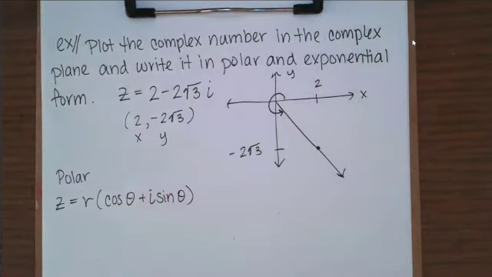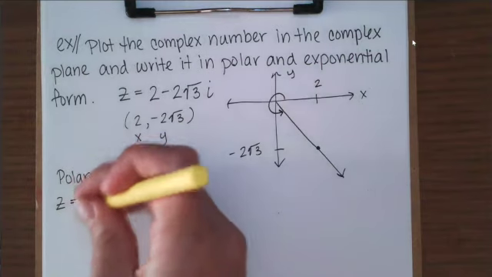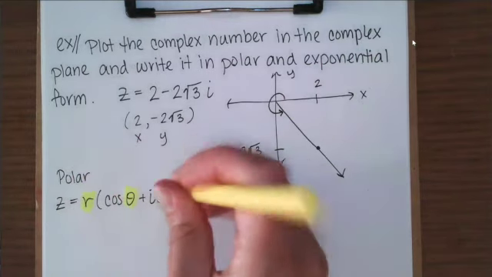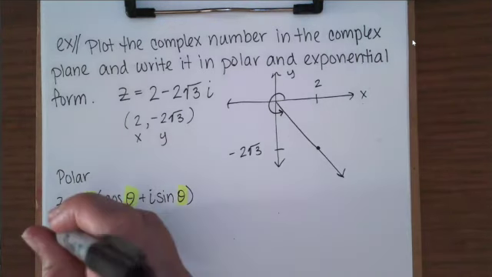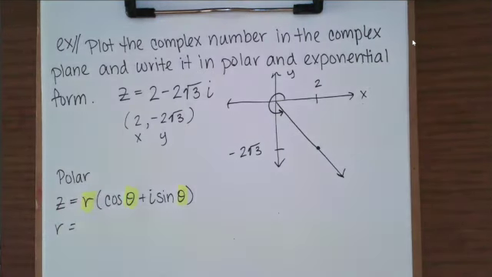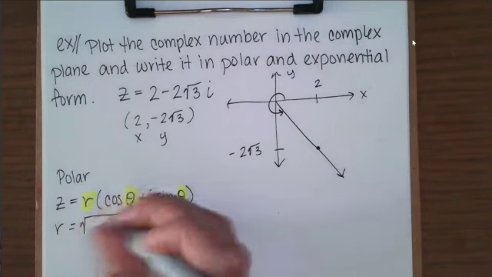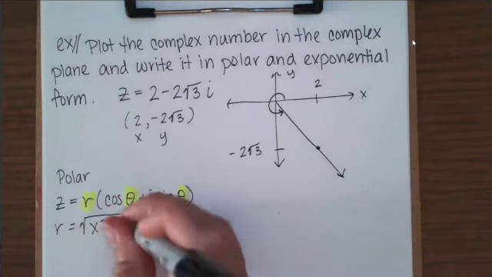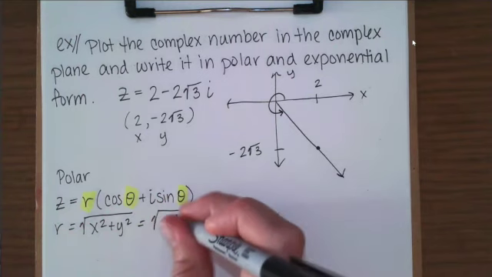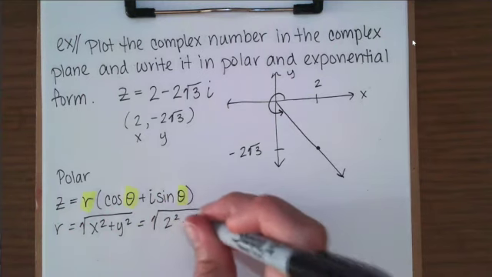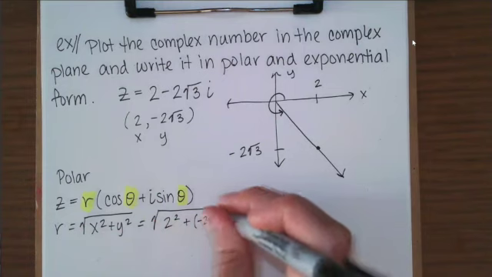And what we need to do with this polar form is we need to fill in r and we need to fill in theta. Okay, so we need to fill those two things in. So our formulas are the same as the previous sections here. r is equal to the square root of x squared plus y squared, which is the square root of x here was 2, y was negative 2 root 3.